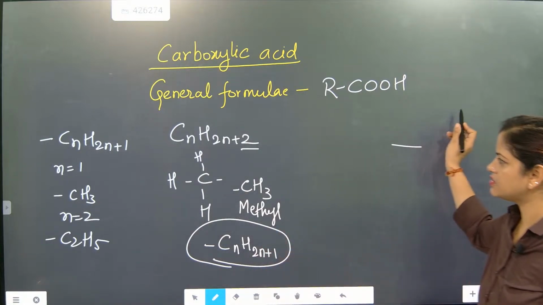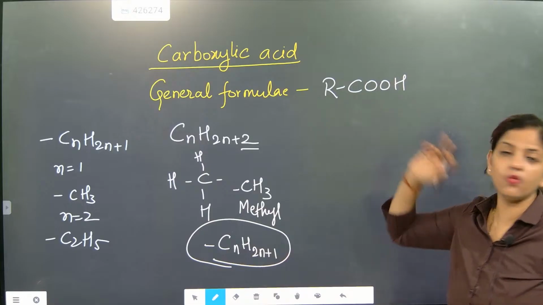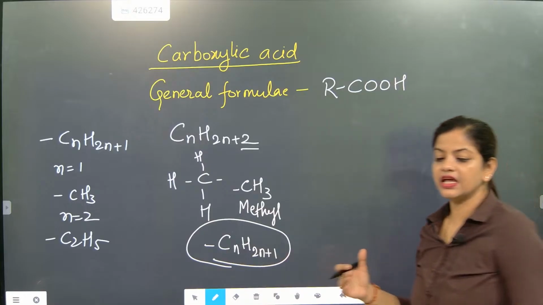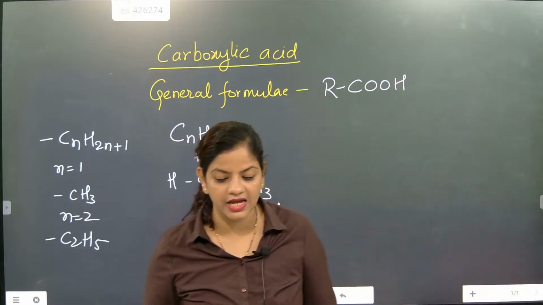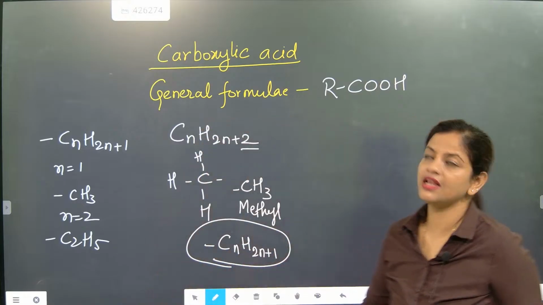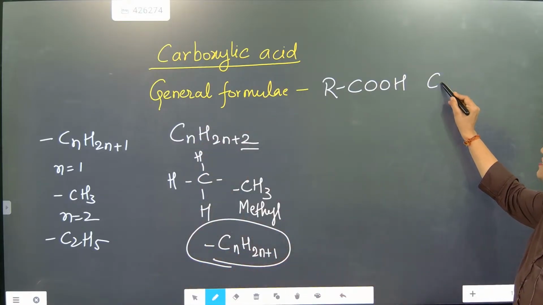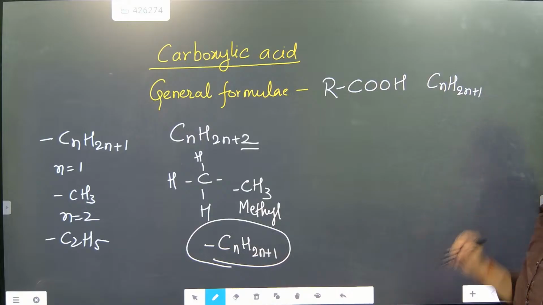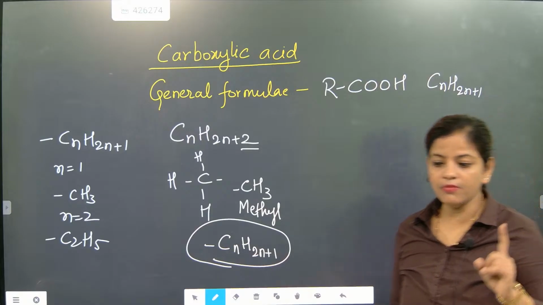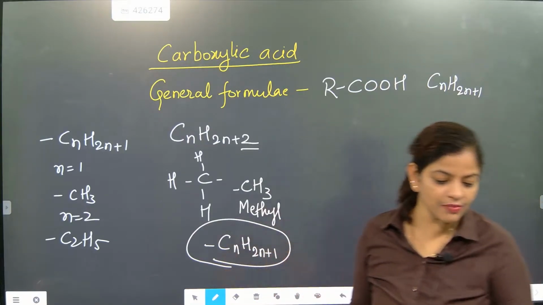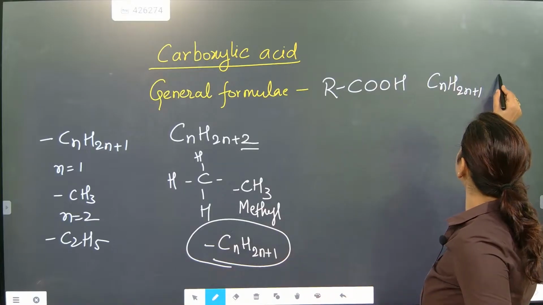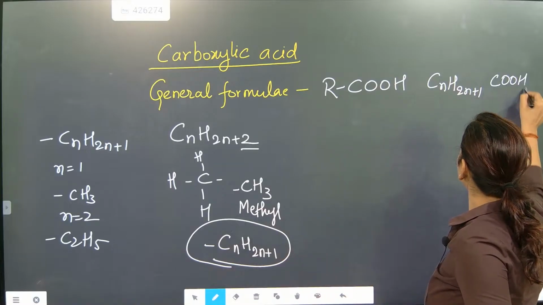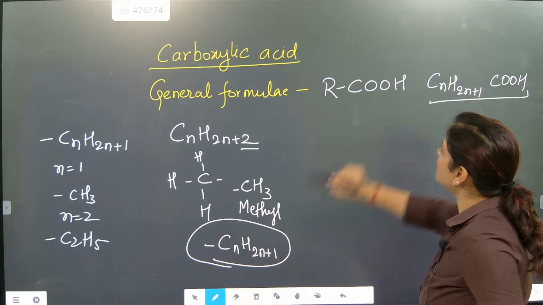So in this carboxylic acid, what is R? R can be, first we will talk about alkyl. How are we going to write alkyl? CnH2n+1, and one bond is free. That free bond will connect with COOH. So this is the general formula.